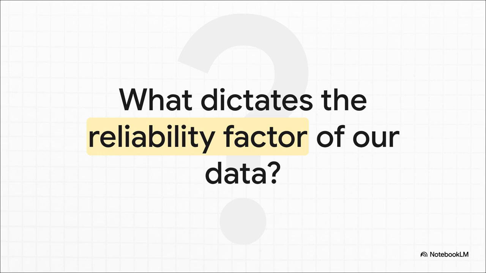Okay, intel is great, and knowing where to route data is totally essential. But hold on a second. What actually dictates how reliably we process all this data? There's an underlying reliability factor that powers how this entire network functions, and that brings us to our next layer.